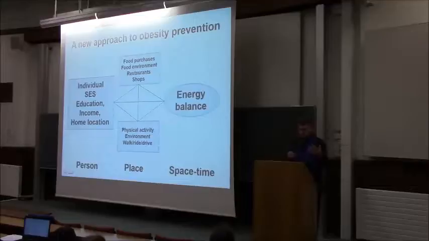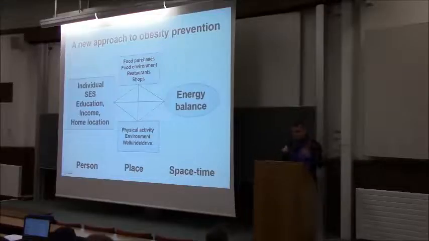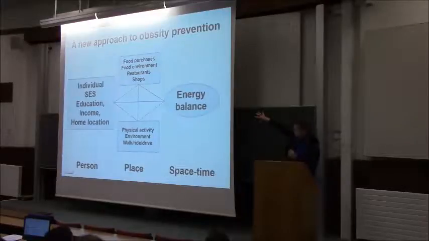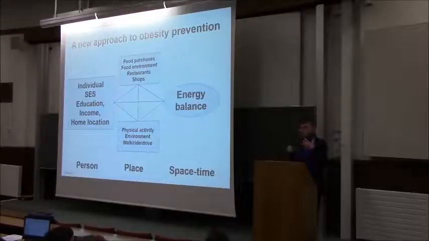So the kind of model that we're working off, and I'll finish here, is that the approach to obesity prevention would be to look at the individual socioeconomic status, education, income, home location, that's where the big data come in, and then of course many big data on food purchases, food environment, restaurants, receipts, shops, courtesy cards, loyalty cards, and so on. And then a lot on physical activity, environment, walking, riding, biking, and so on. And here we end up with energy balance, but all those things are in fact interactive. But our studies suggest that we should really be putting socioeconomic status front and center.